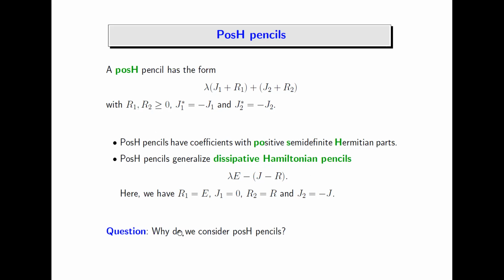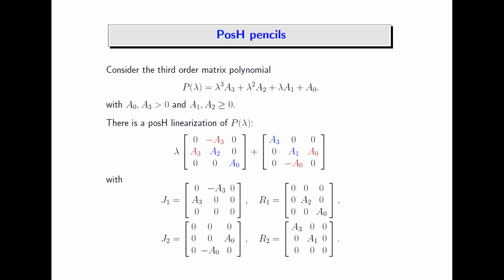And why do we consider those? Because we can use those as linearizations for our matrix polynomials with positive semi-definite coefficients. So here's an example for a linearization. And for this special linearization to be a linearization, we need that both A0 and A3 are positive definite, because even then, in the regular case, if A3 would be singular, then you would get a singular pencil here. So this only works if we assume that these two matrices are positive definite.